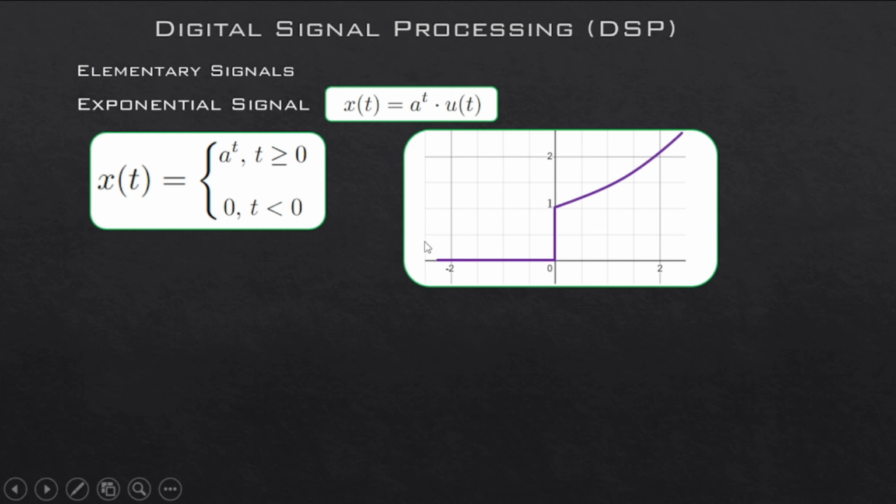Now, by the way, we can get this signal by summing all the values starting from t greater than or equal to 0, but multiplied by u t.